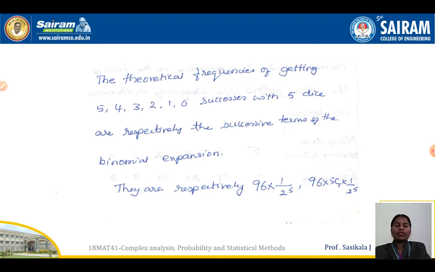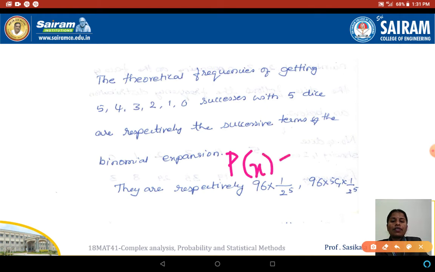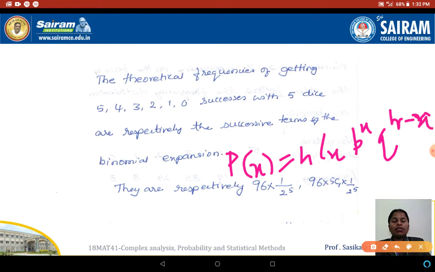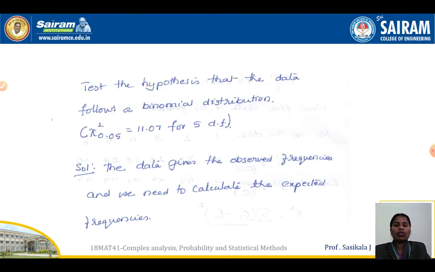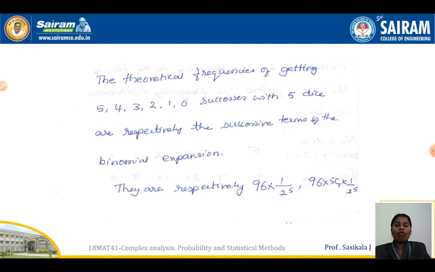Now, what is a binomial expansion? You have P(x) = nCx p^x q^(n-x). In that, you should find n. Here n is 5, the number of experiments, because we have taken successes with 5 dice. You also have to find the probability of success and of failure. The probability of success is 1/2, and the failure is 1 minus 1/2, which is also 1/2. Substituting that, I can get my binomial expansion of P(x).